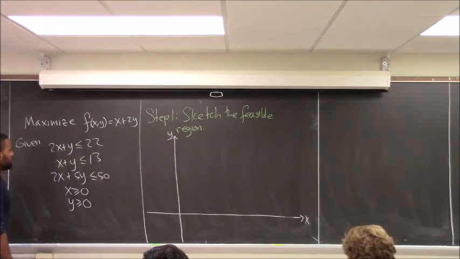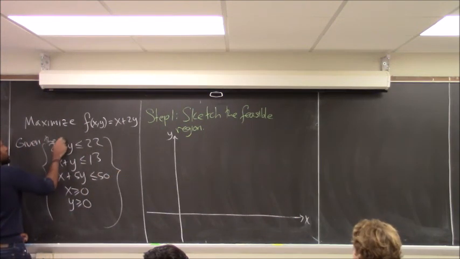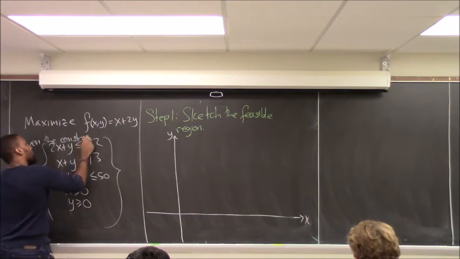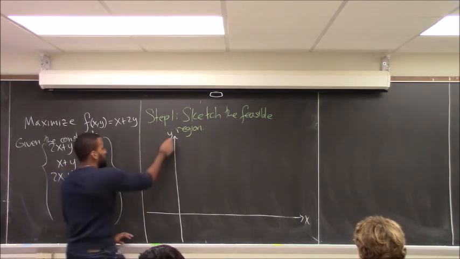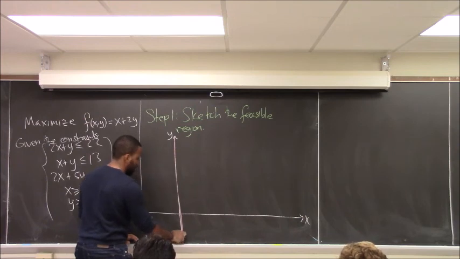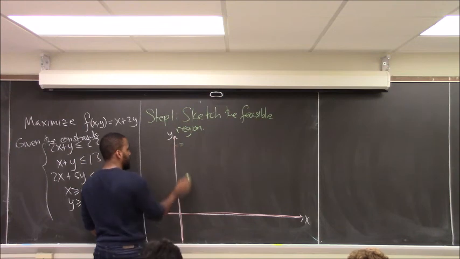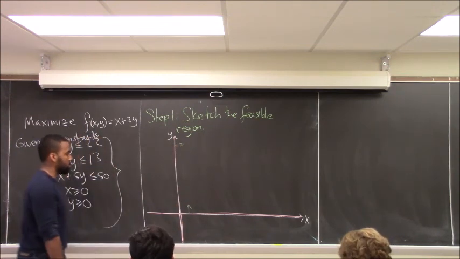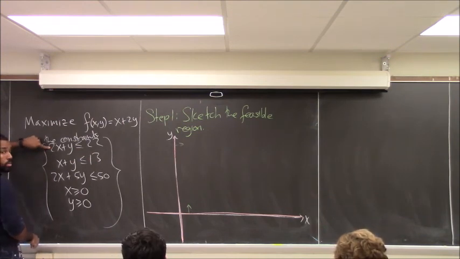Okay. Sketching the feasible region means I'm sketching my constraints, given the constraints. So I'm going to sketch each of these linear inequalities. Now, of course, the easiest ones to get out of the way are the x equals 0 and y equals 0 lines. So this is x equals 0 and y equals 0. And I know I want to shade in that direction, just be above this line and to the right of that line. What about this one? How do I draw this one?